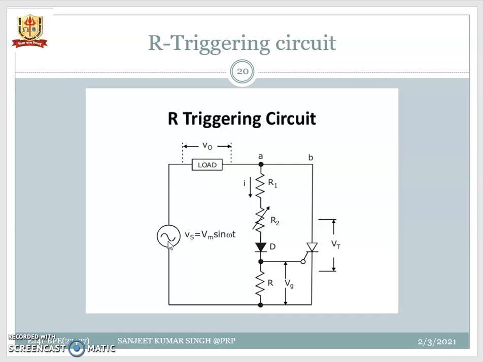During the negative half cycle, this whole negative supply will appear across the SCR. During on state, it will behave as a closed circuit with a voltage drop of 1 to 2 volt, and this current will be limited by the load impedance.